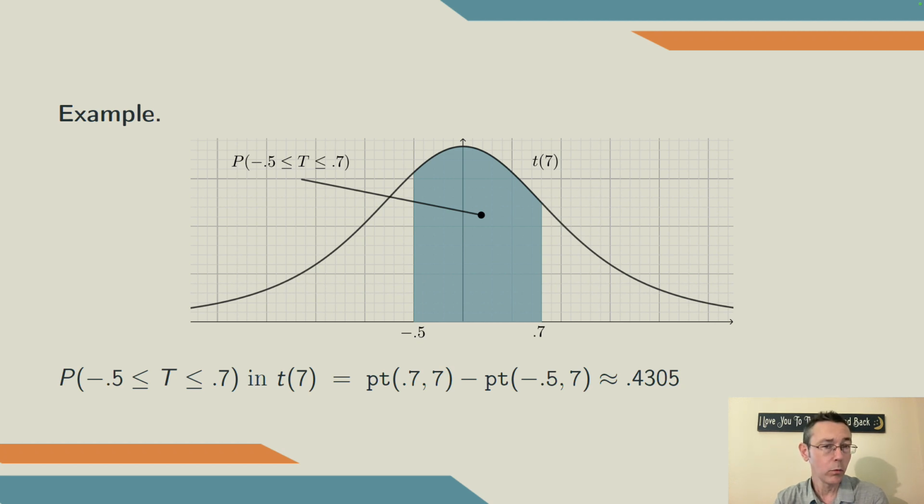Using the CDF, we can get the probability that t falls in any particular range that we might be interested in, just as we would using any other continuous distribution. For instance, the probability that t is between negative 0.5 and 0.7 in the t-distribution with 7 degrees of freedom is pt of 0.7, 7 minus pt of negative 0.5, 7. Overall, you get 0.4305.